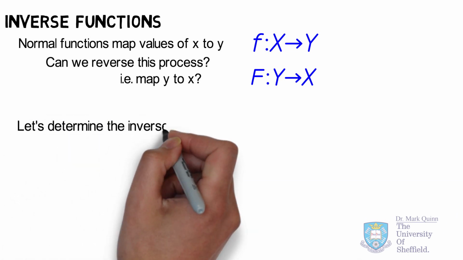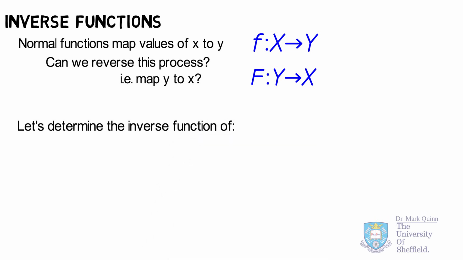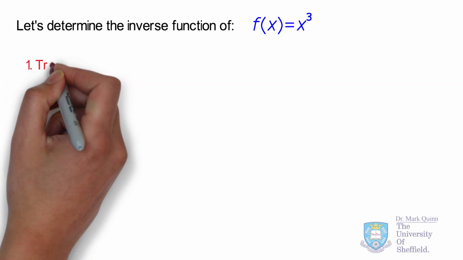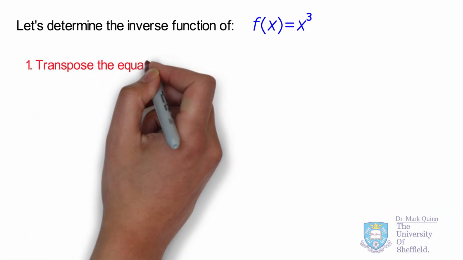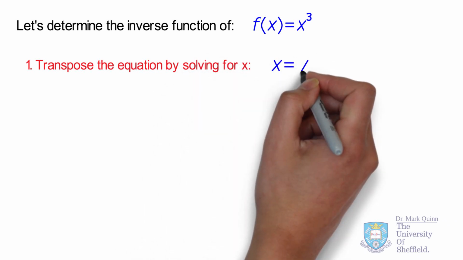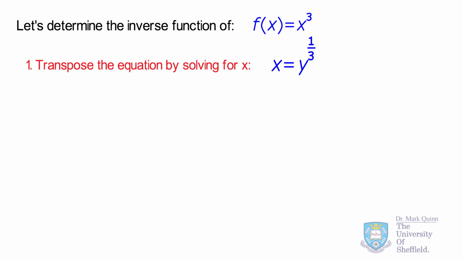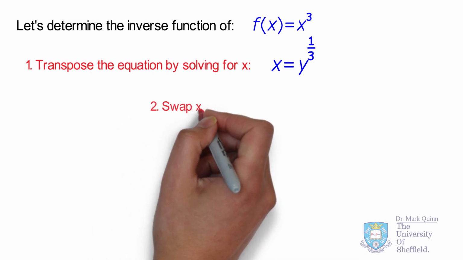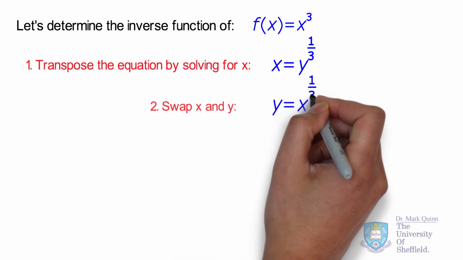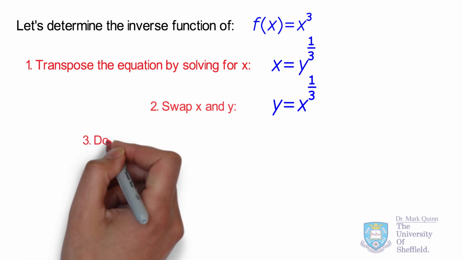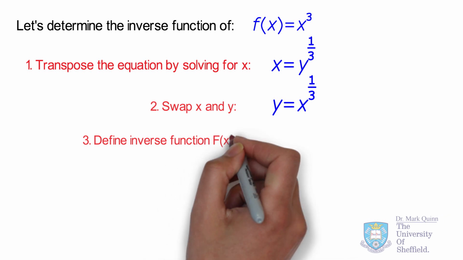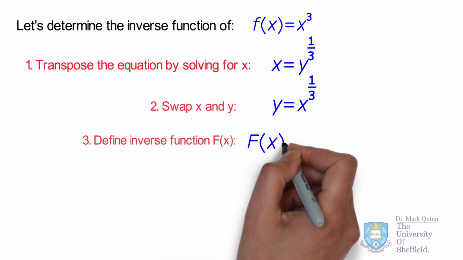Let's determine the inverse function for a simple case of y is equal to x cubed. The first step is to transpose the equation by solving for x. If in the original equation y is equal to x cubed, then transposing this we will solve for x, and we will determine that x is now equal to y to the power of 1 over 3. Next, we swap the two variables x and y. And here now we have y is equal to x to the power of 1 over 3. This then now has our inverse function defined, and we can label this inverse function as uppercase F.